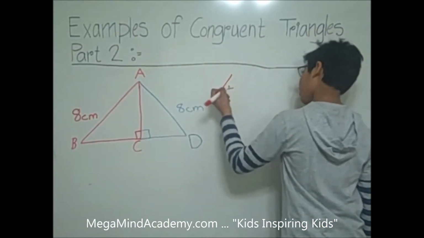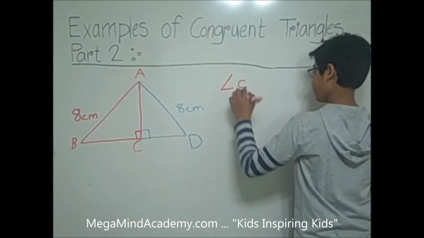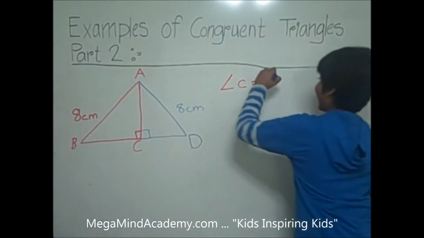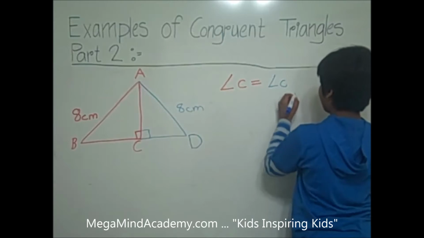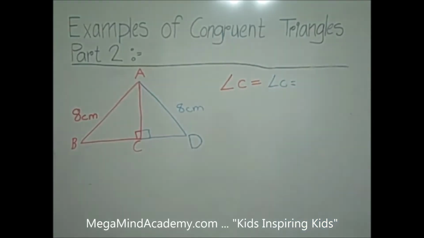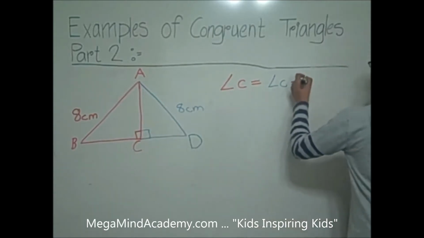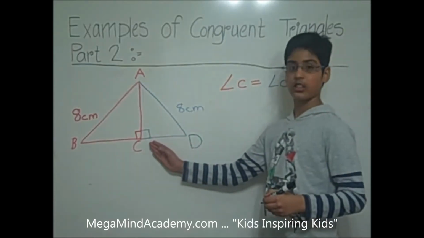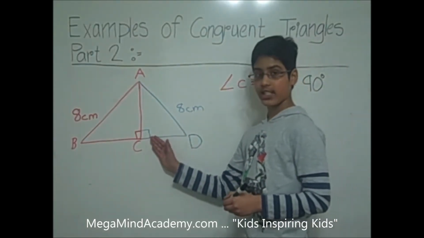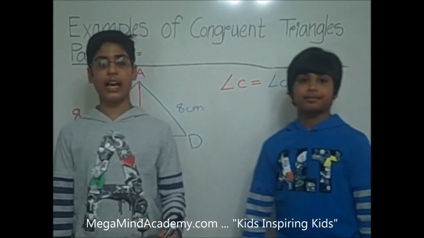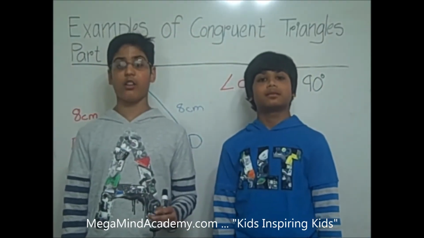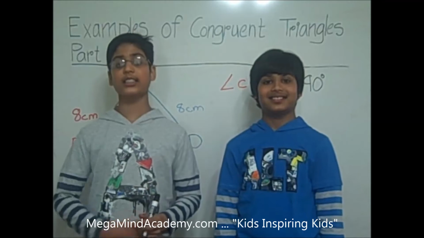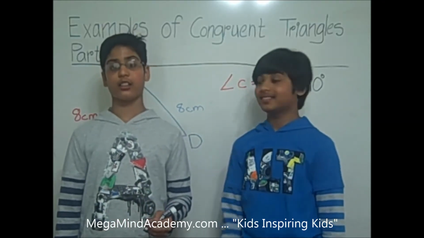Angle C is equal to angle C for the blue triangle, which is equal to 90 degrees, because a right angle always measures 90 degrees. Now, a right-angled triangle always has a hypotenuse. The hypotenuse is the longest side on a right-angled triangle.